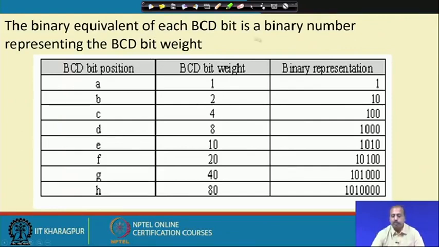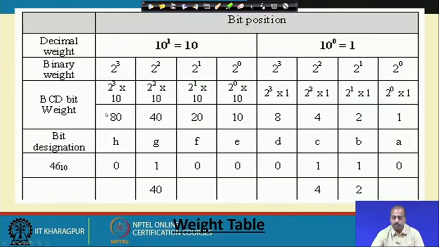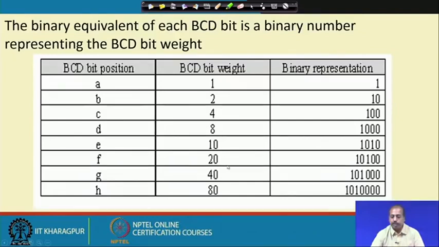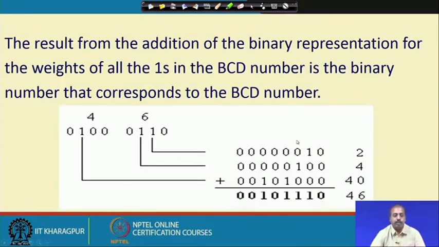The binary equivalent of each BCD digit is a binary number, represented as BCD weight bits. So, this is the BCD position A, B, C, D, E, F, G, H, as we have seen here. They have these BCD weight values and corresponding binary representations. This way we can do the BCD to binary conversion: the result comes from the addition of the binary representations of the weights of all the ones in the BCD number.